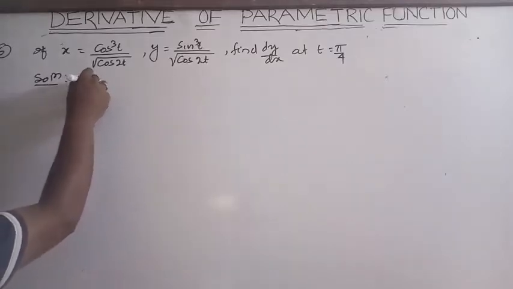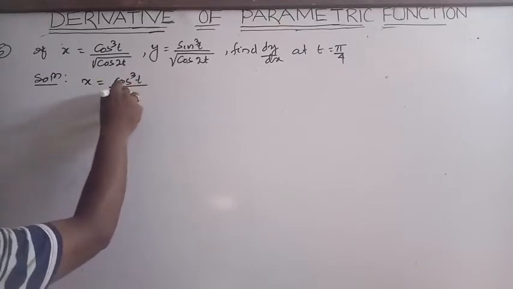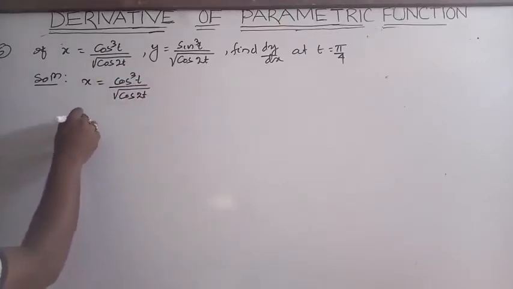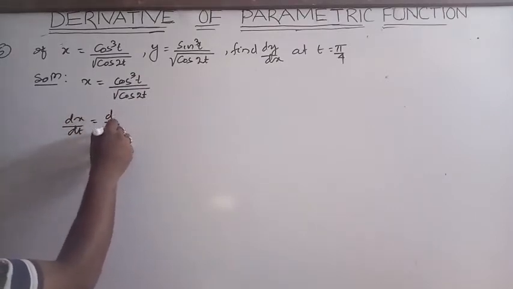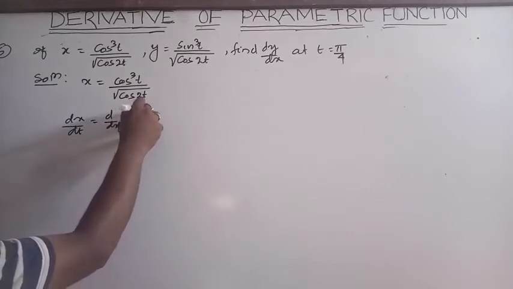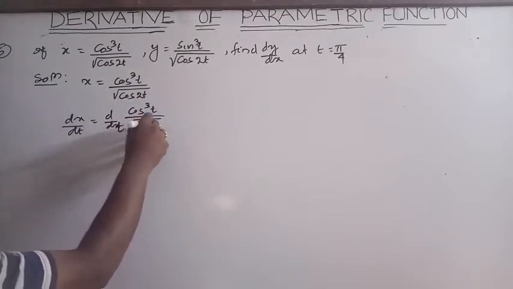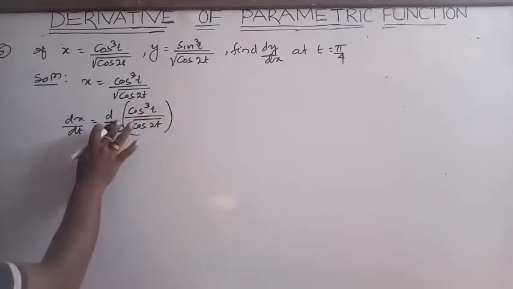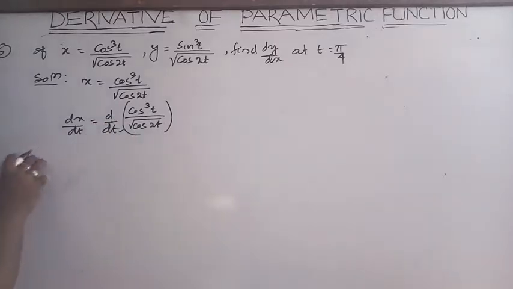What is x? x is equal to cos³t divided by root over cos 2t. Now dx/dt, the derivative of cos³t divided by root over cos 2t. Apply the u by v formula.